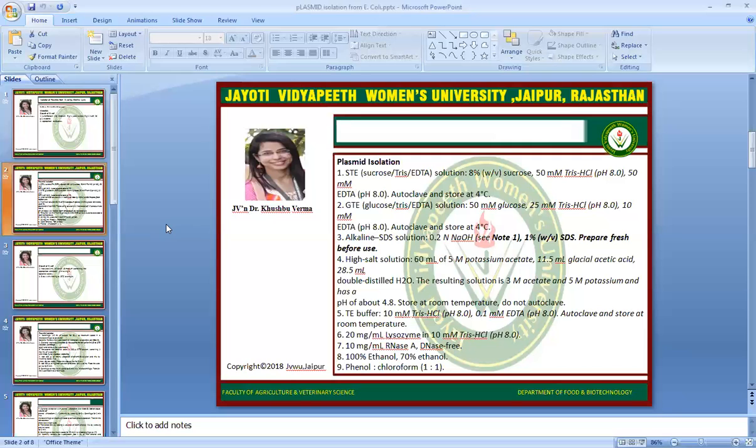Fifth is TE buffer, which has 10 millimolar Tris HCl with pH 8, 0.1 millimolar EDTA with pH 8, autoclave it and store it at room temperature. Sixth solution is 20 mg per ml lysozyme in 10 millimolar Tris HCl with pH 8. Seventh solution is 10 mg per ml RNase A, DNase free. Eighth is 100% ethanol and 70% ethanol, and ninth solution is phenol and chloroform solution in 1:1 ratio.